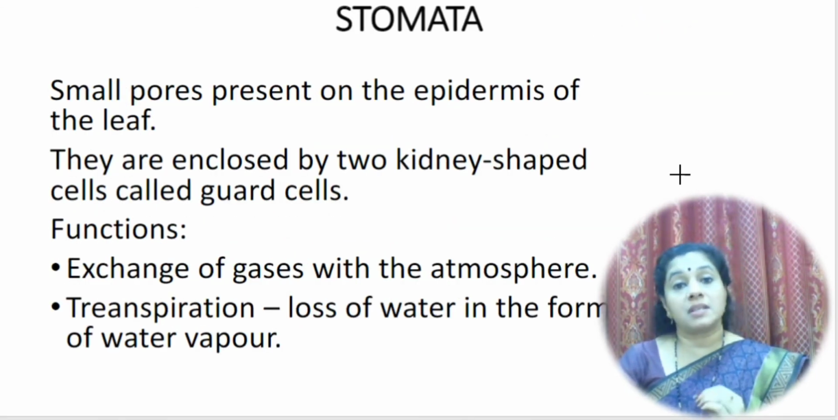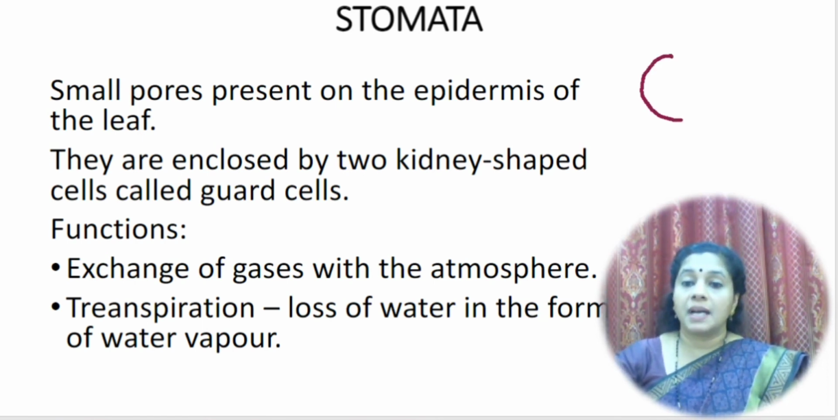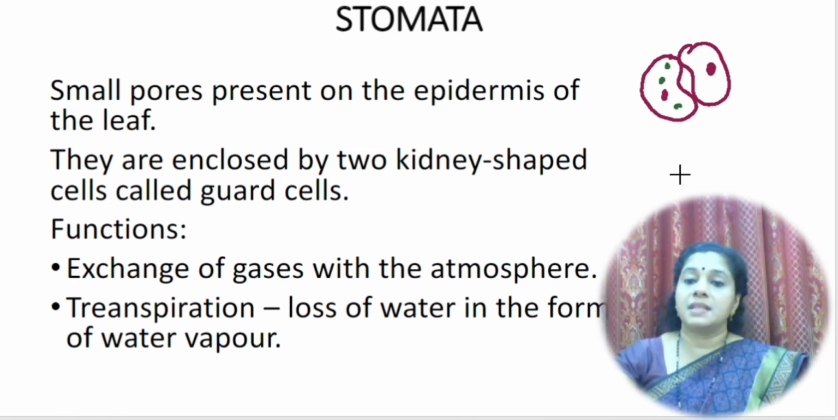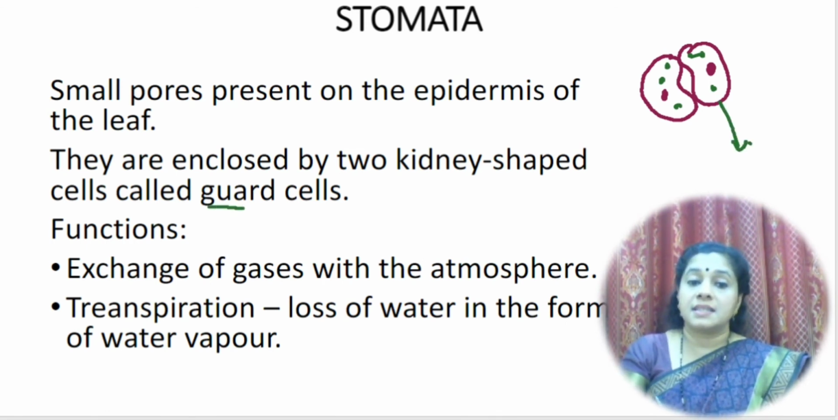Let us see some structures found on the epidermis. If it is leaf epidermis, we will find small pores on the epidermis. They are called stomata. So stomata are enclosed by two kidney-shaped cells. These cells have nucleus and also they have chloroplast in them. So these cells are called guard cells.